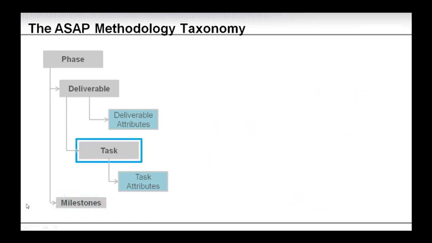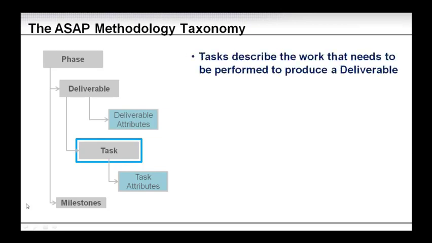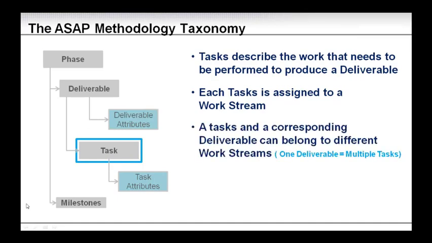So on the deliverables, on level 3, you have tasks. So a task describes the work that needs to be performed to produce a deliverable. Each task is assigned to a work stream. This is where we have the task attributes. And a task and a corresponding deliverable can belong to different work streams. So a task might belong to the technical team, whereas the deliverable that the task belongs to might belong to the testing team.